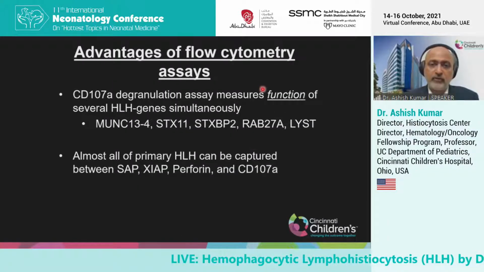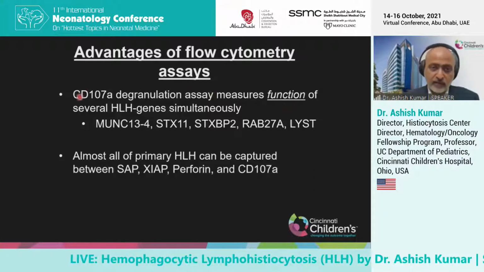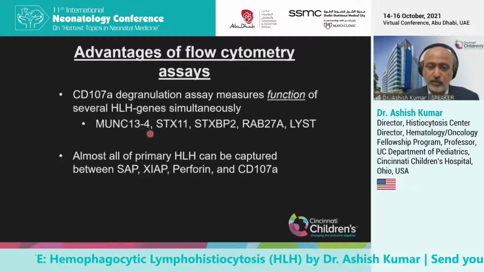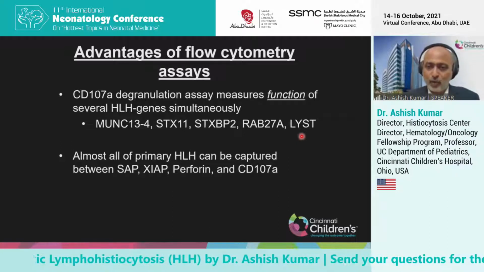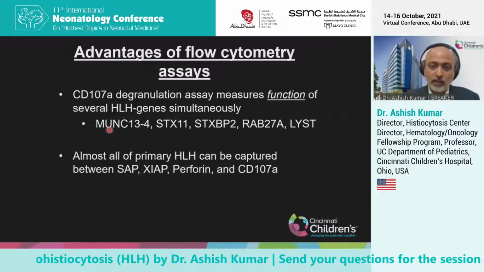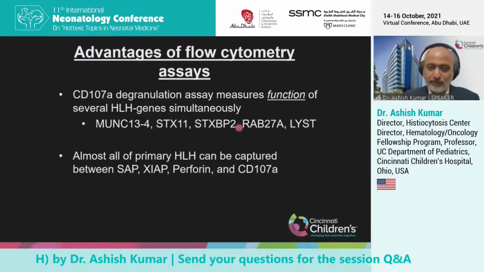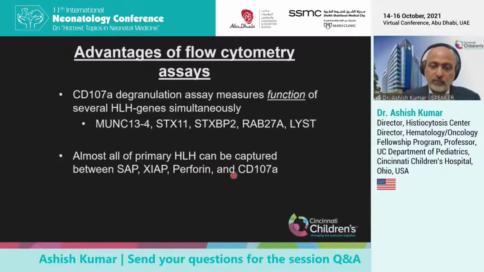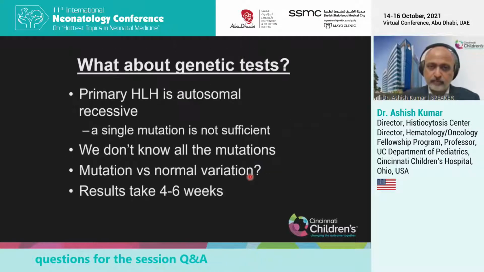So the advantages of the flow cytometry assay is that this is a functional assay, the CD107A, and you can measure the function of 5 genes simultaneously. So if CD107A is normal, then we know that all these genes are functioning normally. If it's abnormal, it's one of these 5. So with these flow cytometry assays, we can now rapidly and reliably diagnose primary HLH.